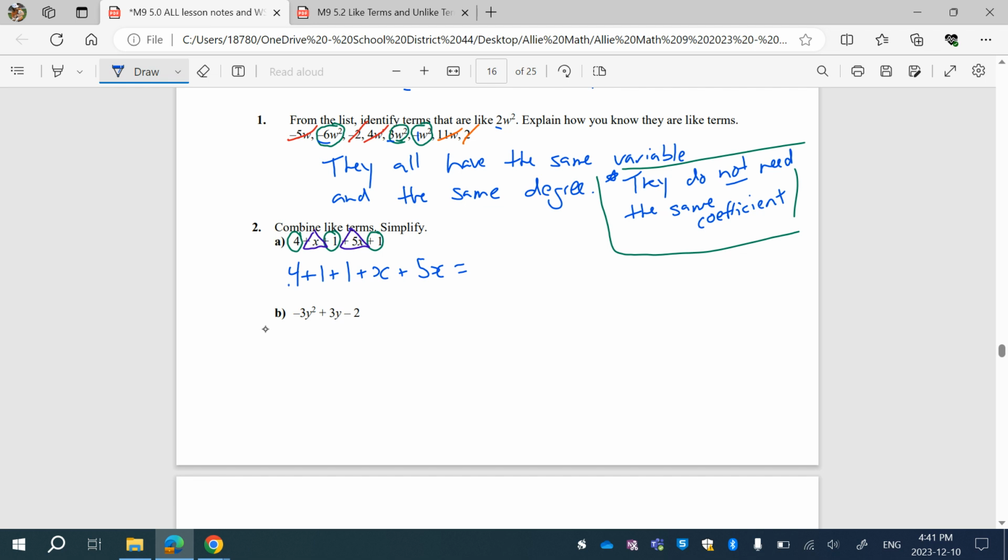Now let's combine these ones and combine these ones. These ones are all like terms. They are constants. We can add them all up. 4 plus 1 plus 1 is 6.